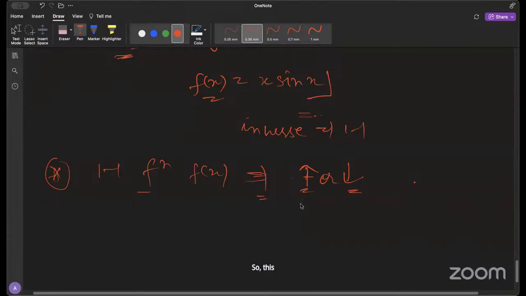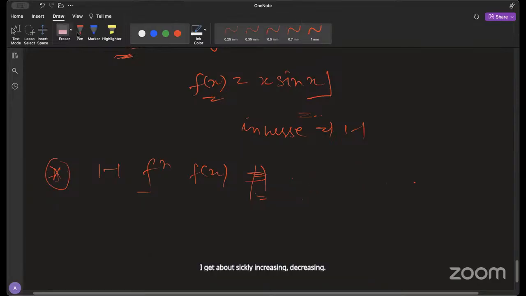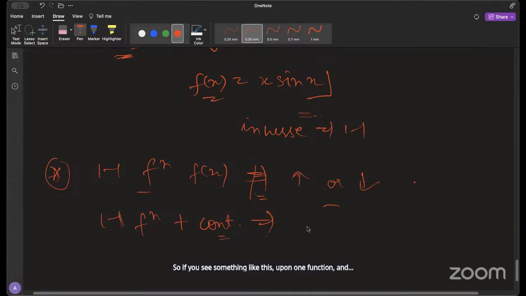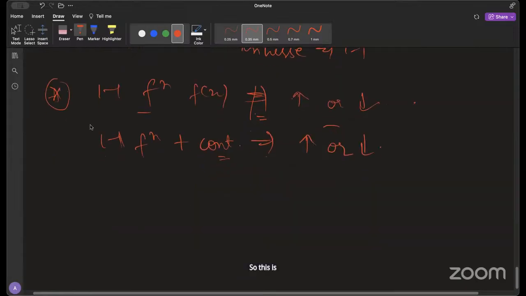So this isn't true. Just in case you're asked strictly increasing or decreasing and you see that the function is 1-1, it doesn't mean that it's increasing or decreasing. Forget about strictly increasing, decreasing, you can't say this thing. Now, because you've already learned continuity, if you see a 1-1 function and it's continuous too, then this means that it's either an increasing function or a decreasing function. So this is the counter example for this thing.